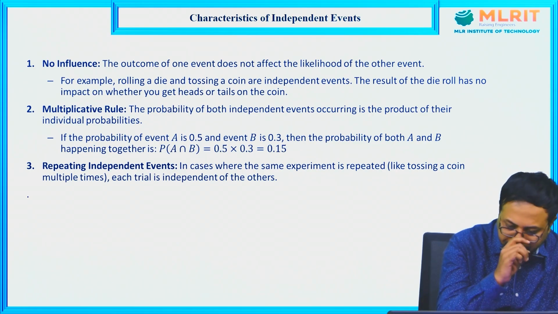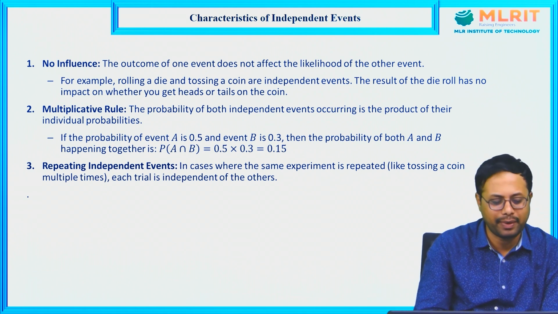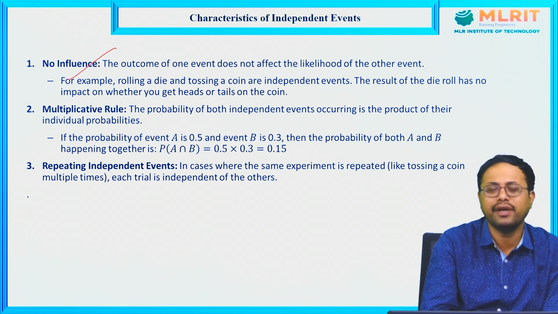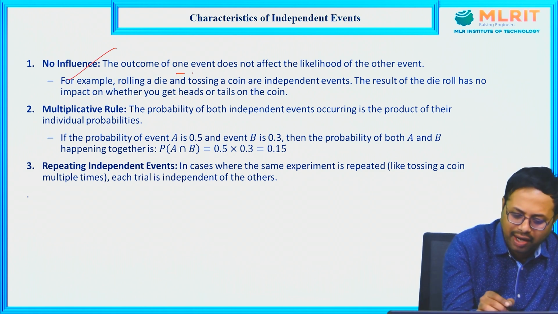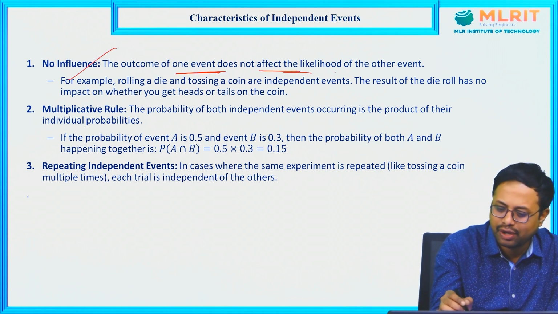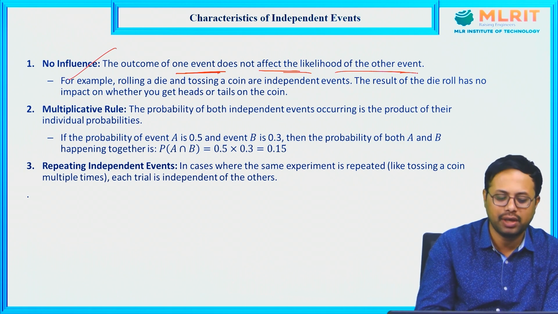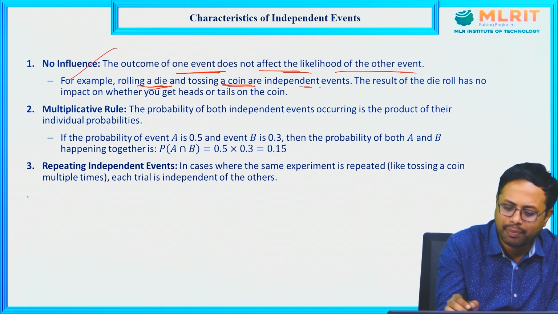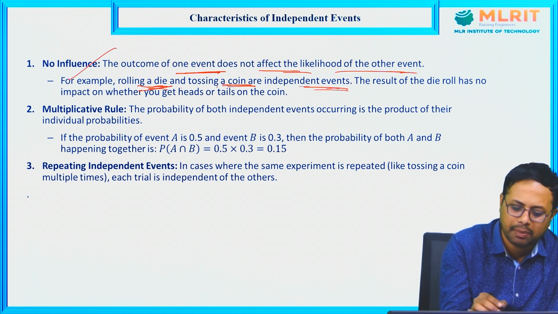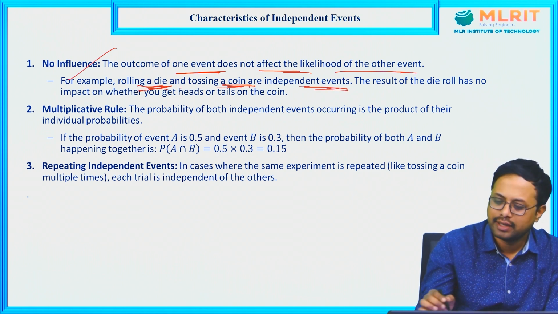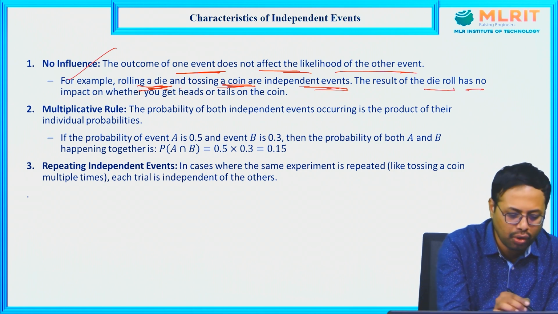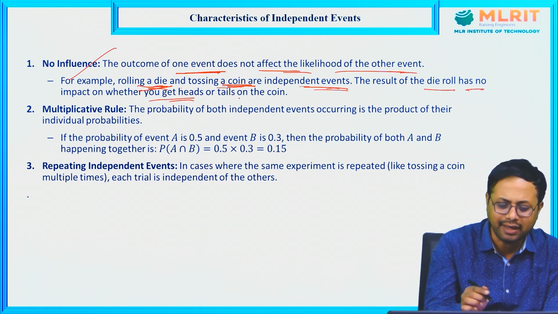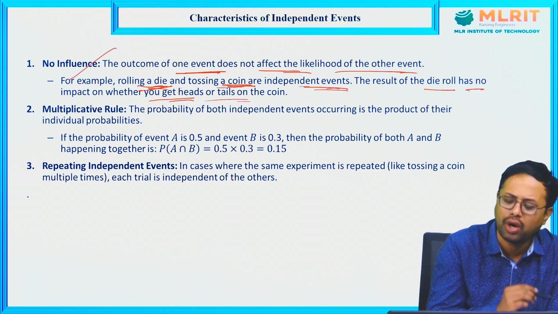Now next, what are the characteristics of independent events? You have different sets of problems. First, there is no influence, meaning the outcome of one event does not affect the likelihood of another event. For example, rolling a die and tossing a coin are independent events because rolling a die does not depend upon tossing a coin. The result of the die roll has no impact on whether you get head or tail of the coin. Head or tail is not depending upon rolling a die.